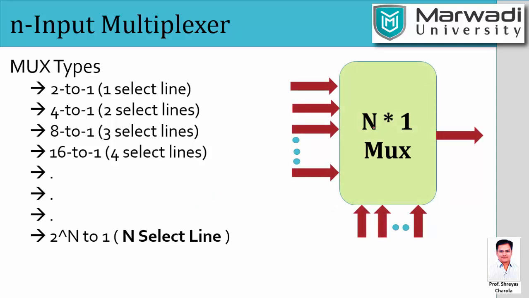Let us take the example of a 2 raised to n to 1 MUX. So there are 2 raised to n inputs. How many selection lines are there? n. Let's suppose we consider 4 selection lines. What should the input be? 2 raised to 4, and the output will always be 1.